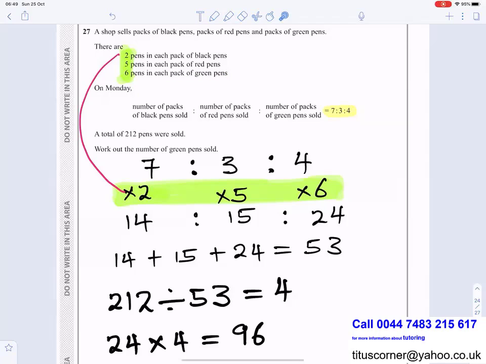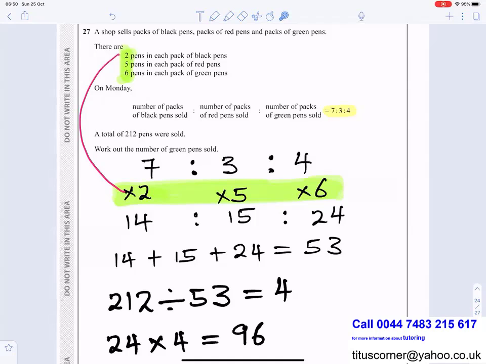On Monday, the ratio of the number of packs of black pens sold to the number of packs of red pens sold to the number of packs of green pens sold is 7:3:4. A total of 212 pens were sold. Work out the number of green pens sold.